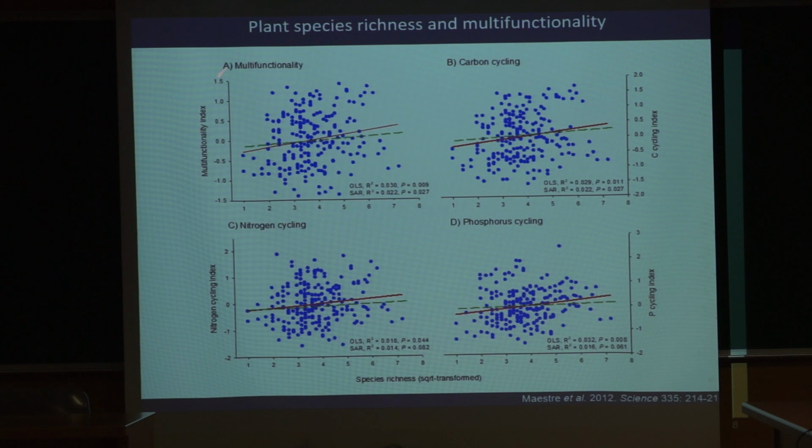So here I present results for multifunctionality, with carbon, nitrogen, and phosphorus cycling together, and also for nitrogen, carbon, or phosphorus cycling separately. In all cases, we found positive but very weak relationships. The scatter is substantial. So the first time I saw this, I was a little bit disappointed because the R-square of the models is really low. But when you think about it, it's not so bad, and it's not so surprising.